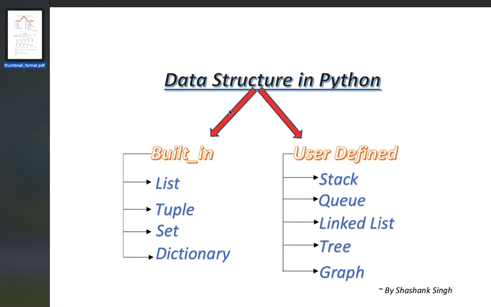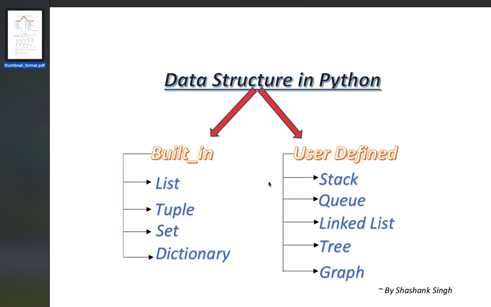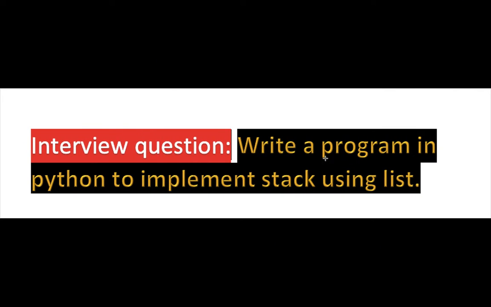In this video, we are going to see a very important interview question: write a program in Python to implement stack using list. Let me give you a small overview about data structures in Python first. There are two types of data structure. First one is built-in and second one is user-defined. Built-in data structures include list, tuple, set and dictionary, which I have already explained in my previous videos. If you are not aware of these, you can go and check them out in my last videos. Today we're going to see some concepts around stack, and then we're going to write code for the same.